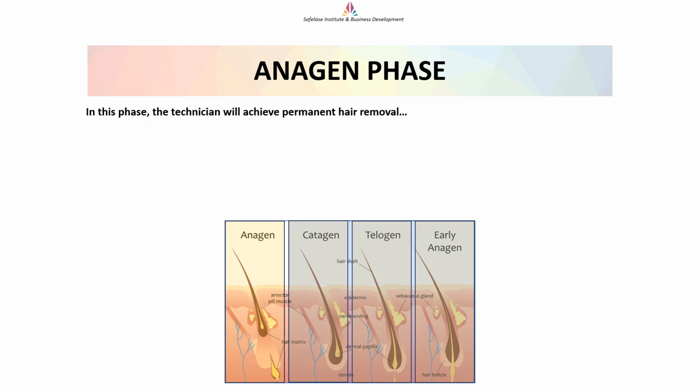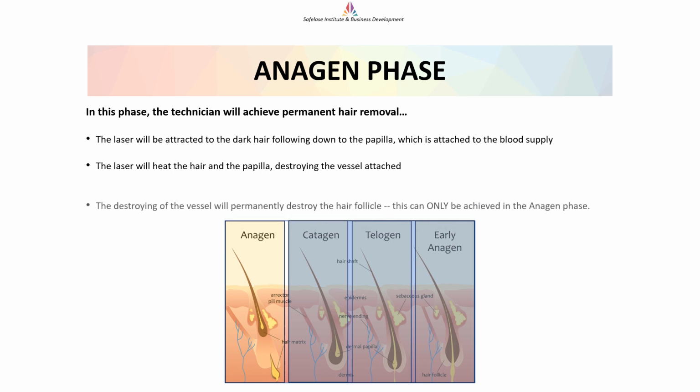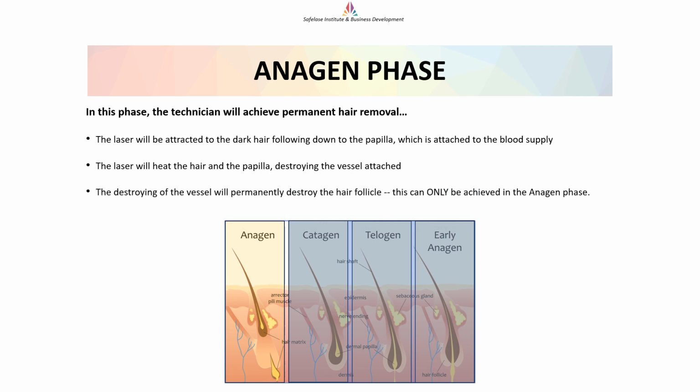In the anagen phase, the technician will achieve permanent hair removal. The laser will be attracted to the dark hair, following down to the papilla, which is attached to the blood supply. The laser will heat the hair and the papilla, destroying the vessel attached. The destroying of the vessel will permanently destroy the hair follicle, and this can only be achieved in the anagen phase.